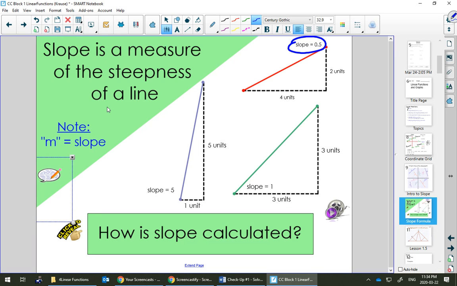The next one here, we have a rise of 3 units, a run of 3 units, and a slope of 1. And the last one, we have a rise of 5 units, a run of 1 unit, and a slope of 5. So my question to you is, how is slope calculated? So just take a quick look and see if you can figure out the relationship between the numbers. How the 2 and the 4 is getting me to a 0.5. The 3 and the 3 is getting me to a 1.